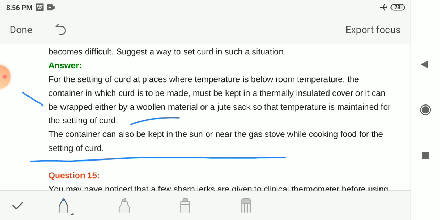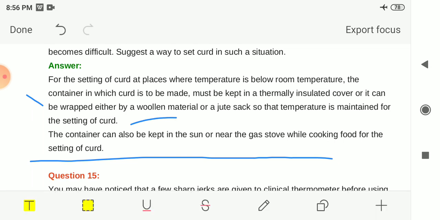The container can also be kept in the sun or near the gas stove while cooking food for setting curd. If we don't want to go for the first option, you can keep the container in the sunlight or near the gas stove, so its temperature will be between 35 degrees Celsius and 40 degrees Celsius, which is appropriate for the setting of curd. So these are the two methods you can use when the temperature is below 35 degrees Celsius and you want to set curd.